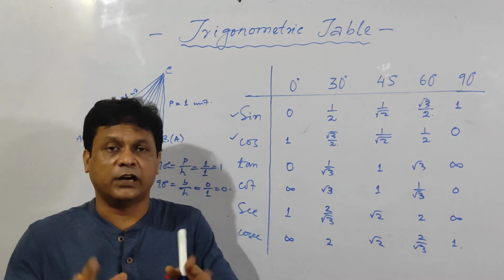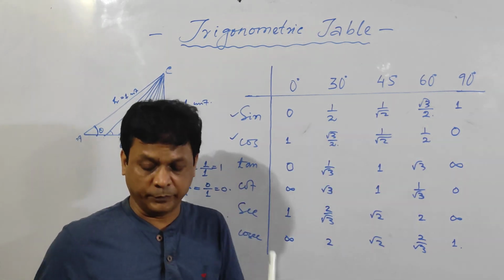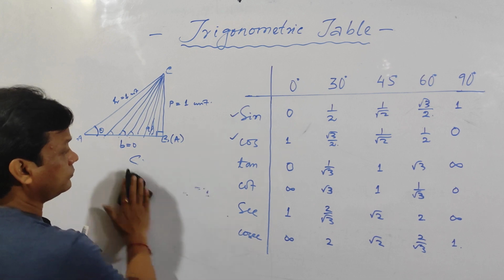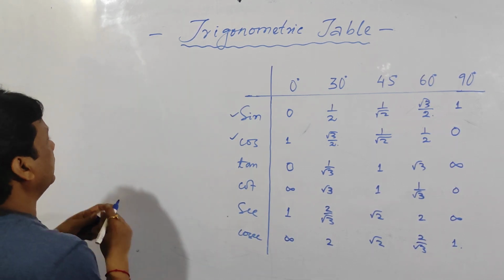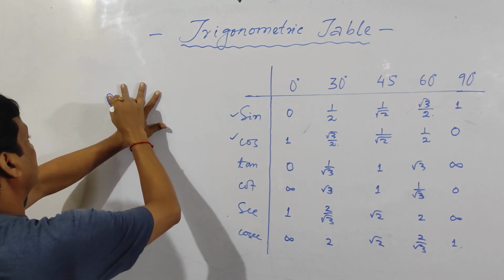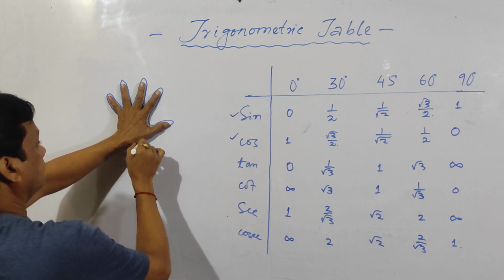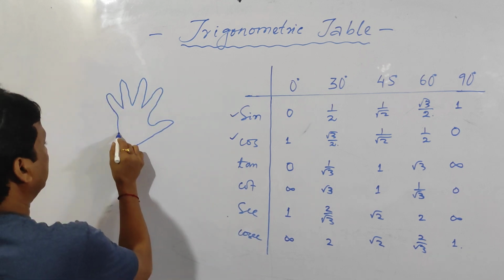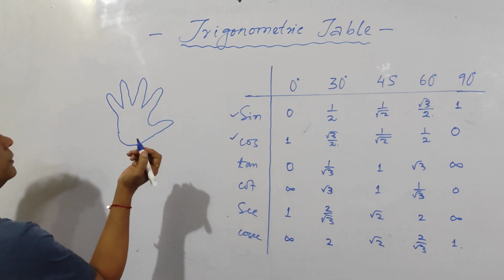But the question is, how to remember? I have already derived these values, but how to remember these formulas? See here, how to count with the help of fingers. I am taking the fingers like this. Like this I have drawn. Here, so anything you can take.